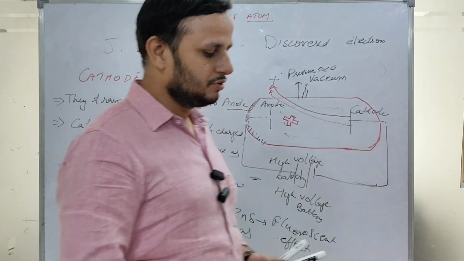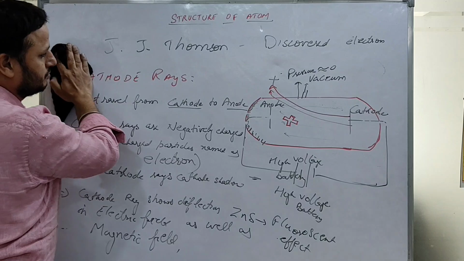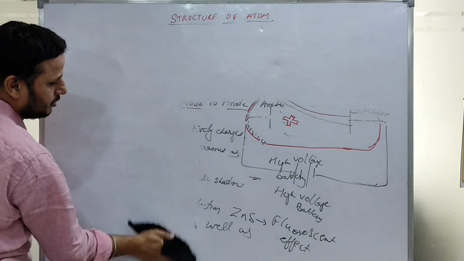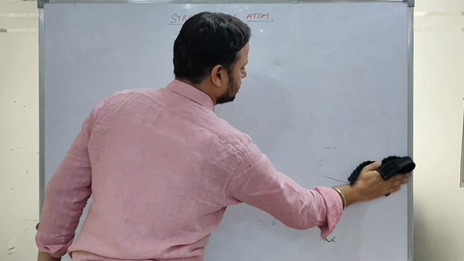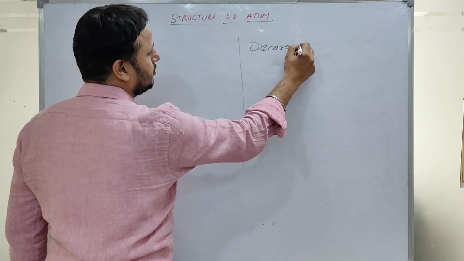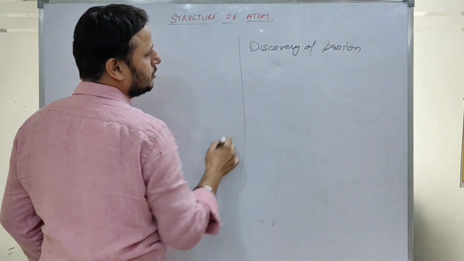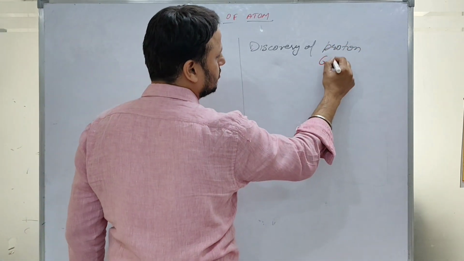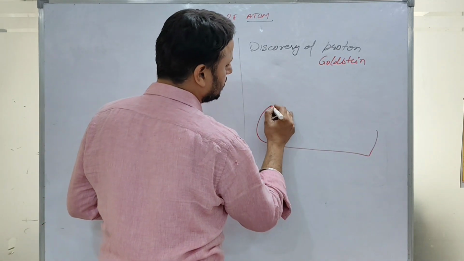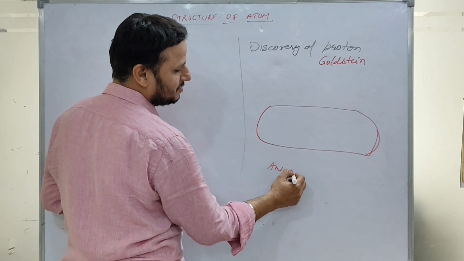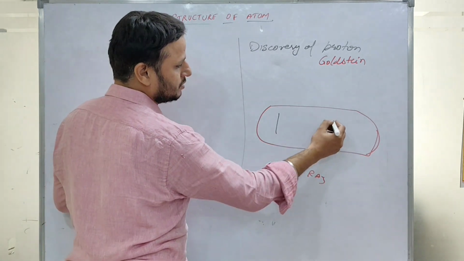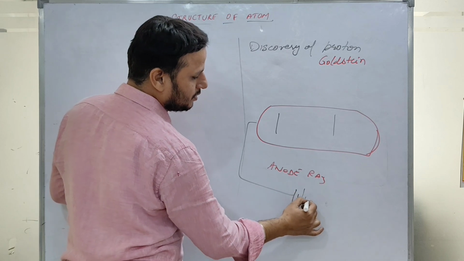This is all about cathode rays which discovered electron. But similarly, with the same experiment, after a few years there was the discovery of proton. So let us see that too. Then we are going to the discovery of proton. Proton was discovered by Goldstein. Just as Thomson did the cathode ray experiment, Goldstein's experiment is the anode ray experiment. So anode and cathode, only a few changes, the rest is all similar.